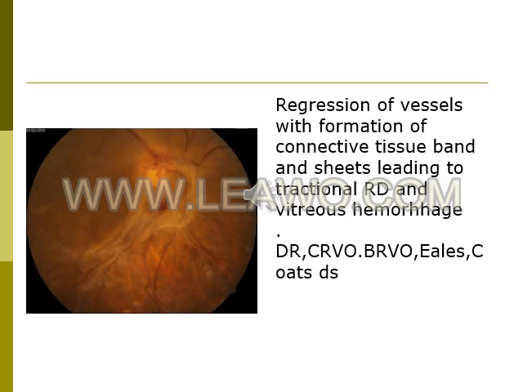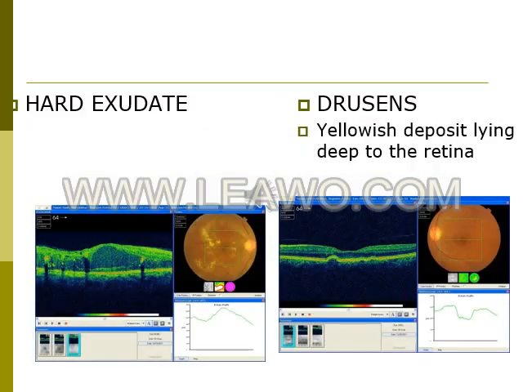New vessels may regress with formation of connective tissue bands and sheets, leading to tractional RD and vitreous hemorrhage. New vessels can be seen in diabetic retinopathy, CRVO, BRVO, Eales disease and Coats disease. Hard exudates, as we have seen, lie in the deeper layers of the retina, while drusen are a yellowish deposit which are lying deep to the retina. You can see it as RPE elevations.